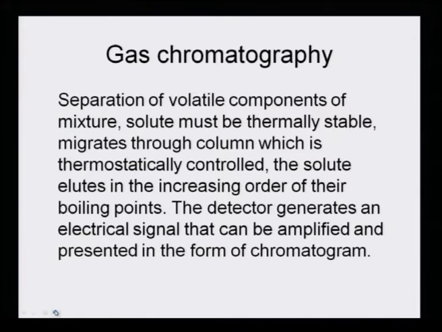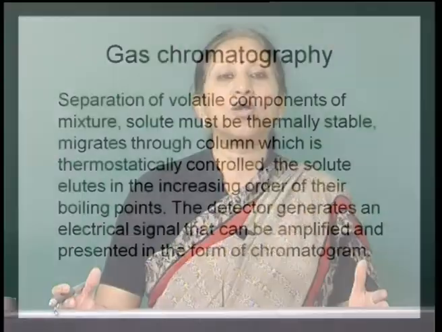Now, there are a couple of things which need to be explained here. Gas chromatography is meant for low boiling, which means volatile compounds. And when a mixture of such low boiling compounds is there, obviously there will be differences in their boiling points. Even if the difference is by just 5 degrees, the difference still exists and they will elute according to the order of their boiling points.